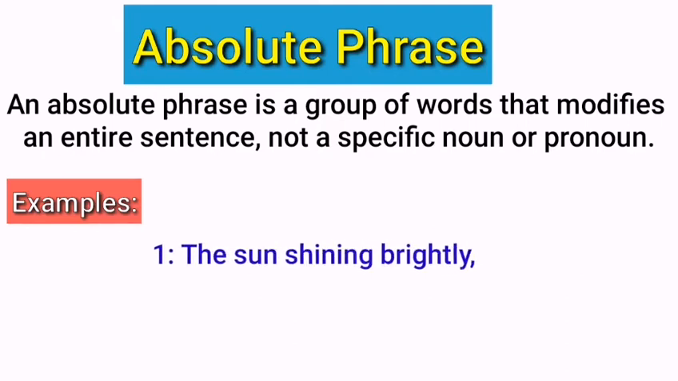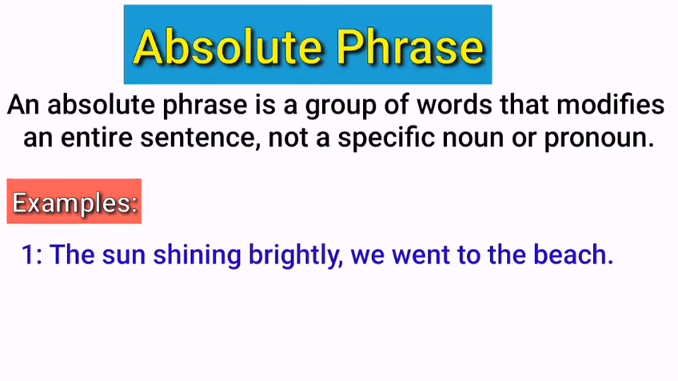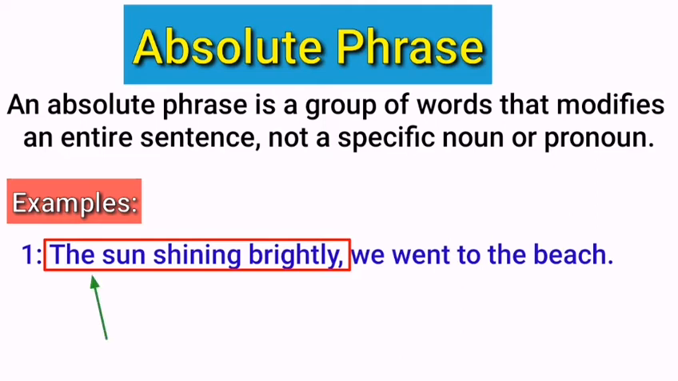The sun shining brightly, we went to the beach. Look at this example, the group of words, the sun shining brightly, is an absolute phrase. But, the question is, how? Then just recall the identification points of an absolute phrase as we have mentioned. The first point was that an absolute phrase would start with a noun or pronoun. So, you can see it starts with a noun phrase, that is, the sun. And the second point was, it would have a participle. So, in this group of words, shining is a present participle.